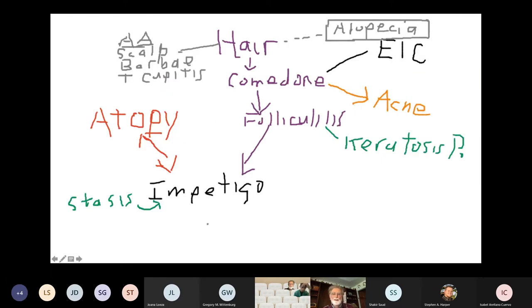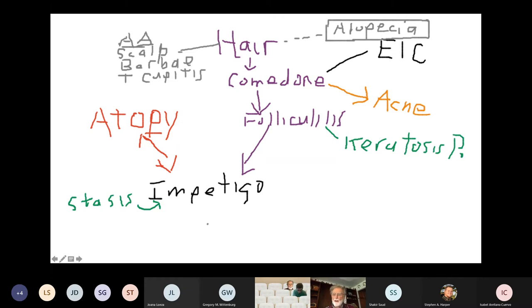So here's my beef against hair. Right, I just had to sit down and pencil this out and organize my thoughts because I was getting so agitated. And already we've talked about blackheads, comedones, folliculitis. Oh, you can't see my arrow. Damn. The folliculitis over to impetigo.